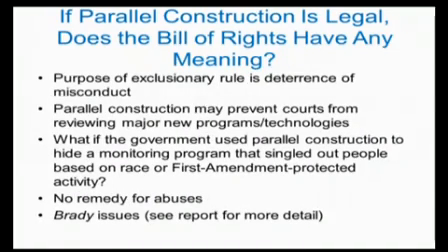So lastly, the overarching point I want to make, especially for anybody who's watching this who's not a defense lawyer and won't be using this in their practice, is: if parallel construction is legal, does the Bill of Rights still have any meaning? If the government can go and violate your rights in the dark, nobody ever finds out, and there are never any consequences, what meaning do those rights still have? Doesn't it just turn them into words on paper?